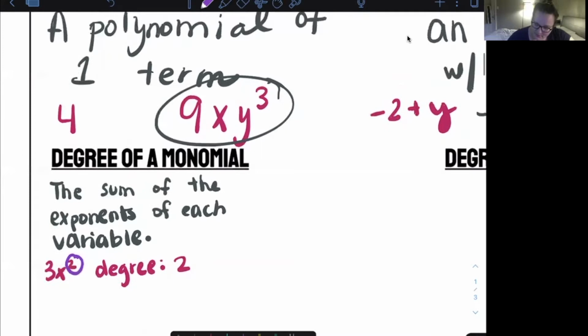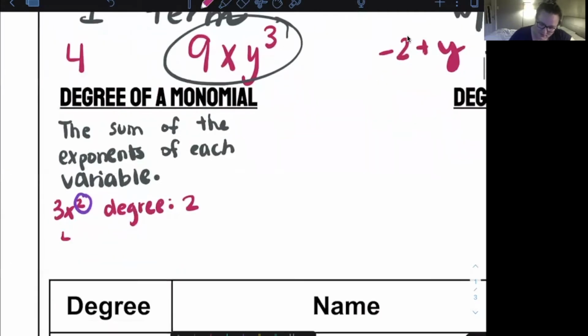Now, what about the number 4? Well, remember, technically, there is a variable here. I'm going to do it in a different color. I'm going to do x to the 0. There's technically an x to the 0 here. So the exponent of that variable is 0. So my degree would just be 0.